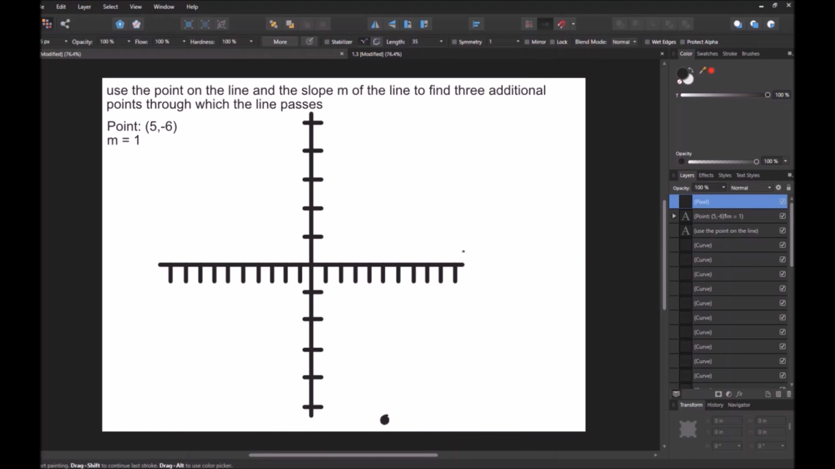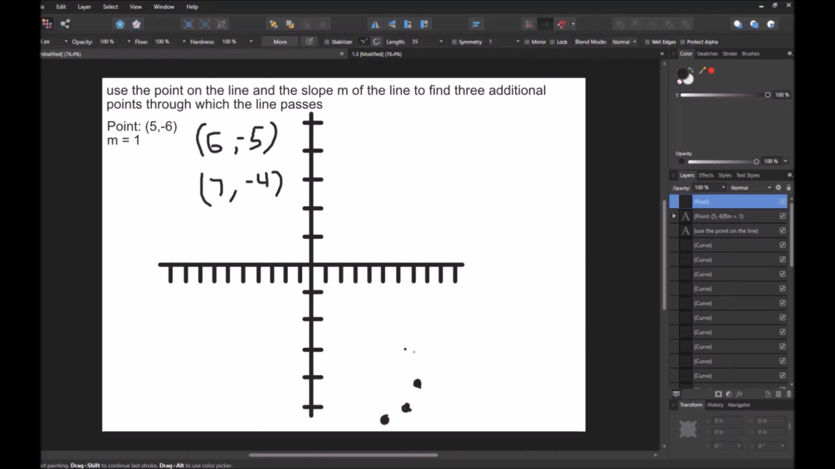So the slope is positive 1, which means for every one increase in the y value, there's one increase in the x value as well. So we go up 1 and over 1, for example. And then that point would be 6 comma negative 5, I'm sorry. 6 comma negative 5. We can go up 1 and over 1 again. And we get 7 comma negative 4.